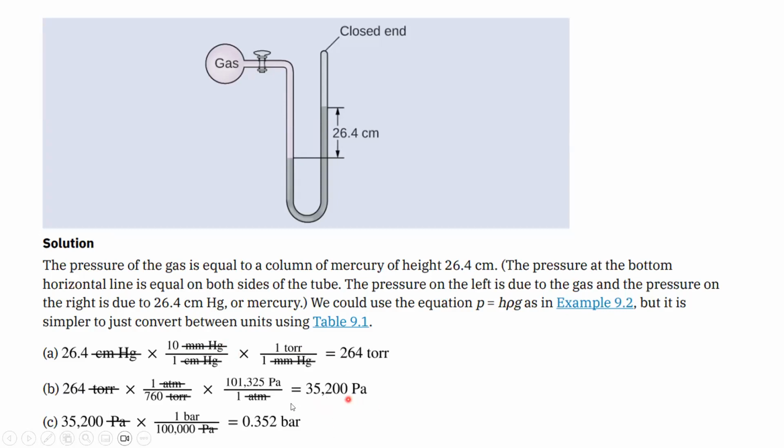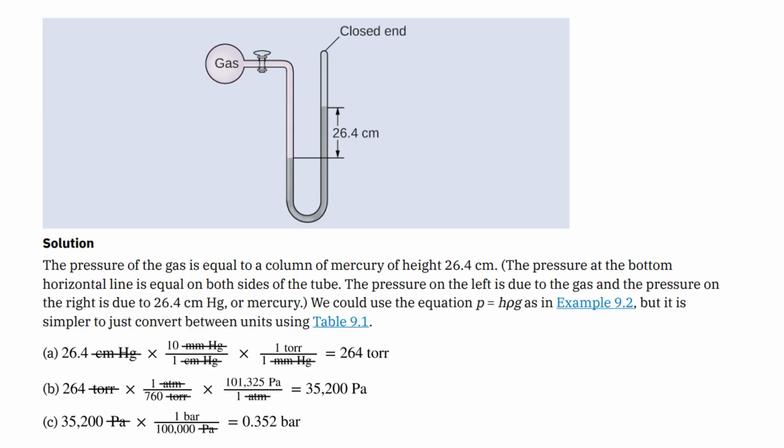And then for the pascals, we've got to do a couple conversions. So 760 torr is equal to 1 atmosphere. If we stop at that point, we'd have atmospheres of pressure. And it should be a little bit over 0.3, just because 264 is a little bit over 1/3 of 760. But we're going to pascals, so now we're going to multiply by 101,325 and get 35,200. And then for the bar, we can see 1,000 pascals is equal to 1 bar. So now we're just dividing by 1,000, converting those units, just getting 0.352.